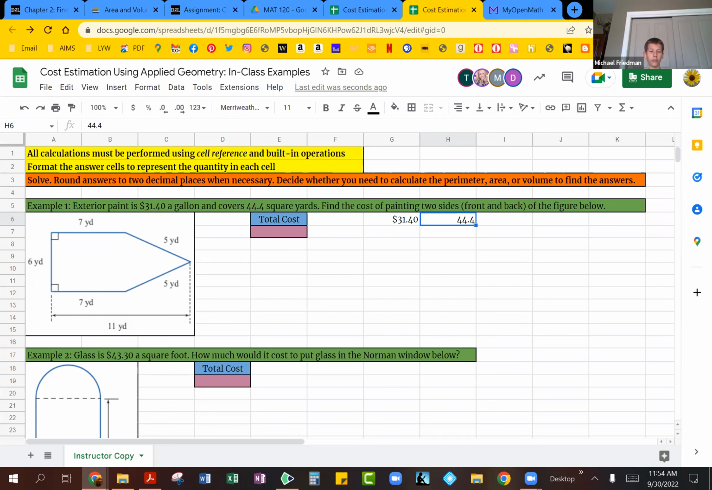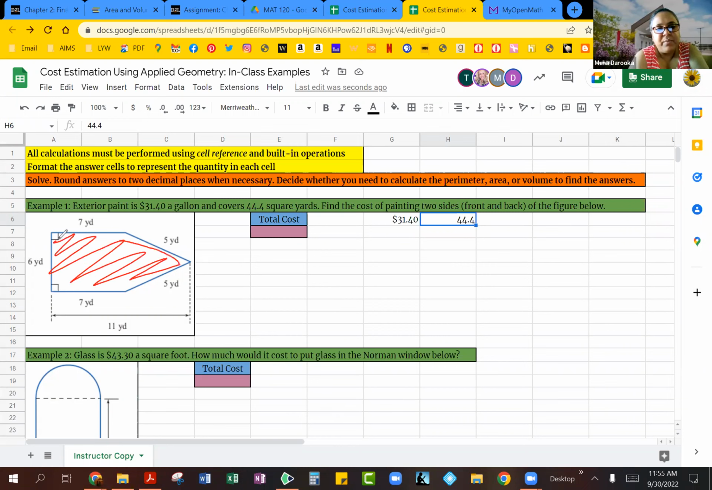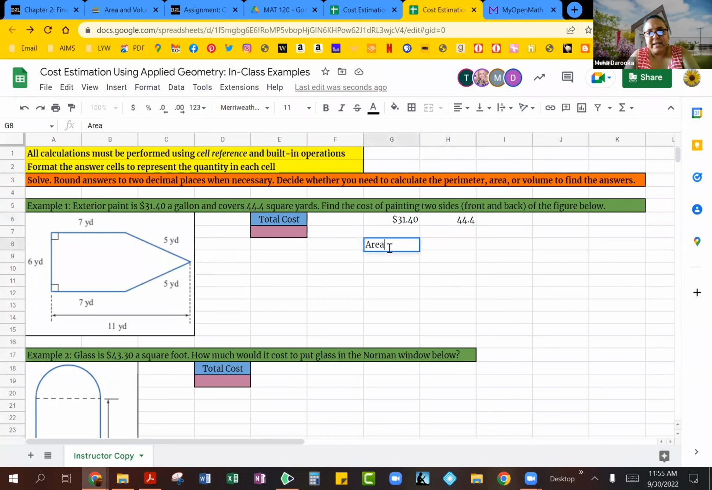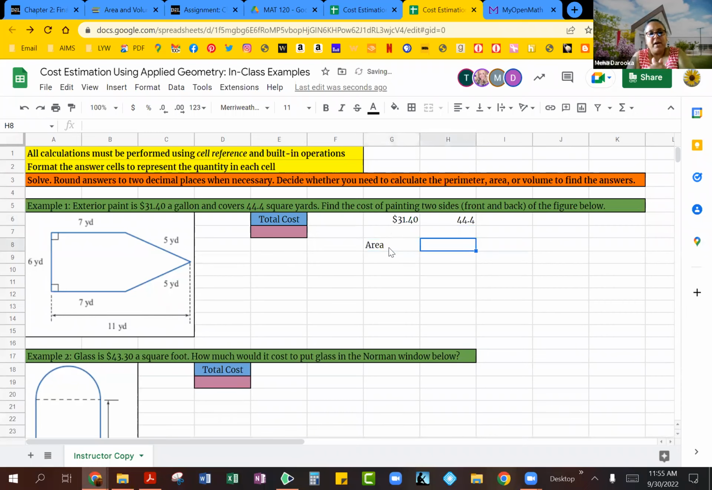Area. Yeah, very nice. Because obviously when we talk about paint, we're talking about covering the entire surface, right? Which means the whole door. And I'm calling it a door because I don't know what else to call it. Terry, very nice. Yeah, so you're going to be painting the front and back, which means you do have to find the area for this. So that's what we're going to be doing, calculating the area for this shape.